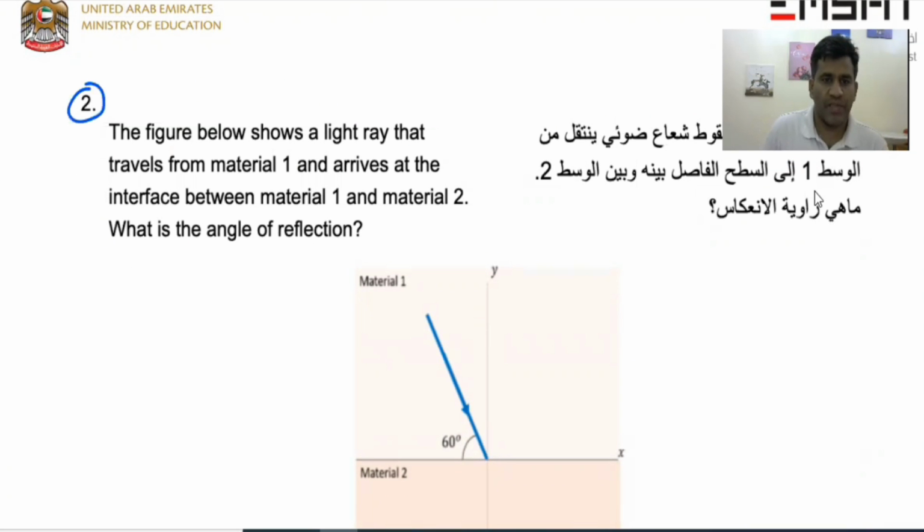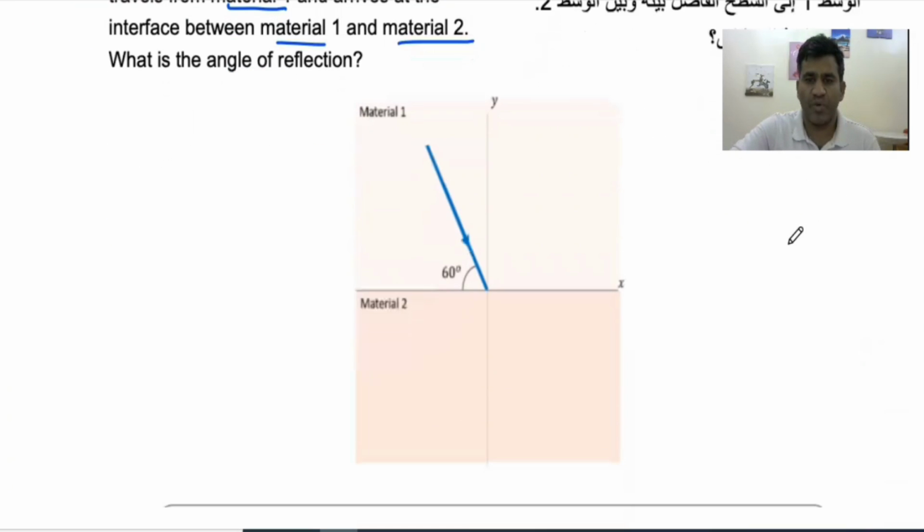Question number 2 here is, the figure below shows a light ray that travels from material 1 and arrives at the interface between material 1 and material 2. What is the angle of reflection? So the diagram has been shown here. The question is about what is the angle of reflection.